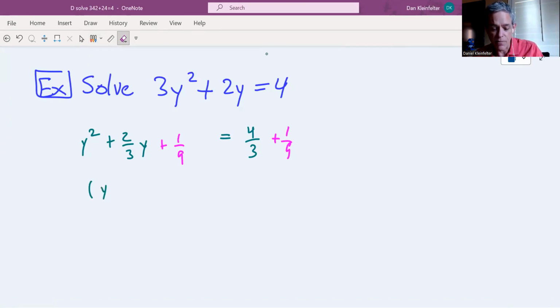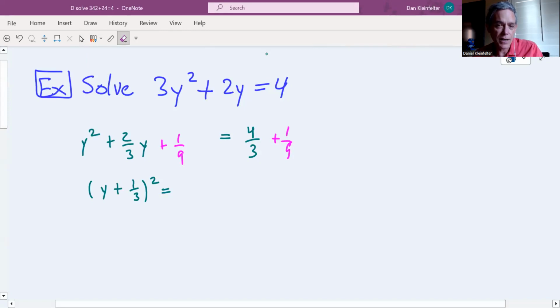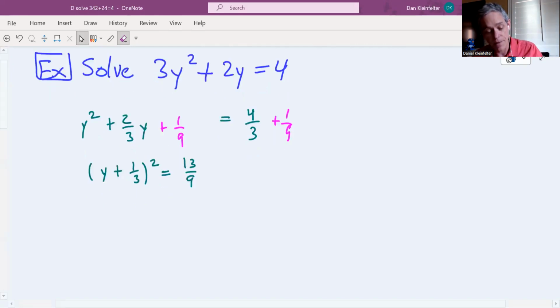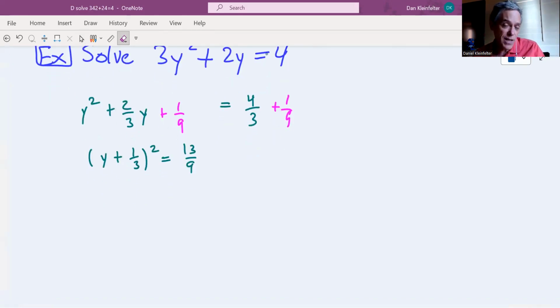Then the left side will factor as y plus 1/3 squared. For the right side, 4/3 plus 1/9, we need to turn 4/3 into ninths. So we'll multiply the top and bottom by 3. That will give you 12 ninths plus 1/9. That makes 13 ninths. Going through that a little faster because we've already done one exactly like that.